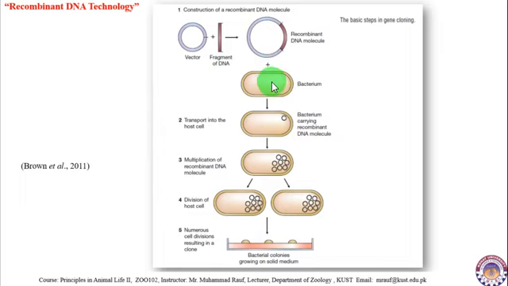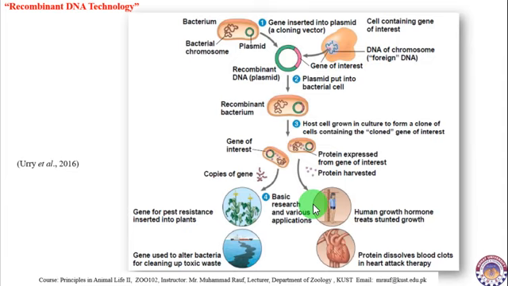this transformation is successful, then the plasmid has its own origin of replication. So the plasmid replicates independent of the bacterial DNA, and in a short span of time thousands of copies of the gene of interest are synthesized. Here is the same illustration in a more detailed form.